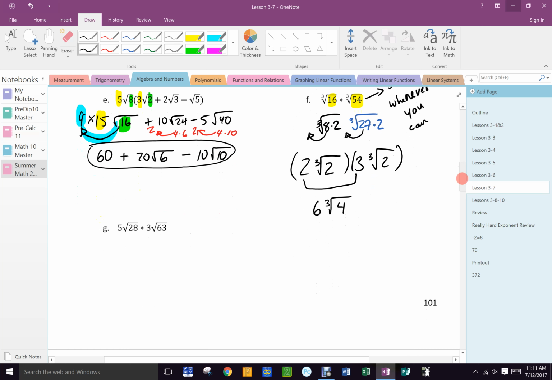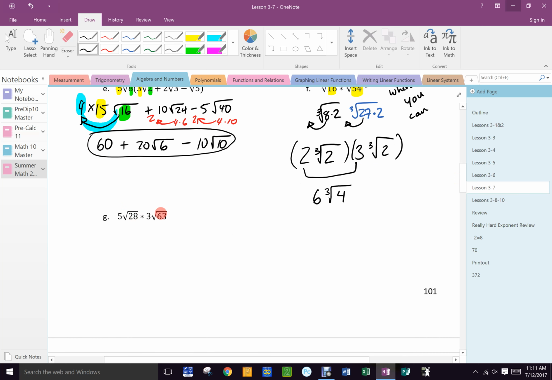So let's look at this next one. Do you want to do 28 times 63 and then simplify it? No, that's a lot of work. But simplifying it now isn't hard, is it? What is 28? You could factor it down. I'm going to write 4 times 7. Why? Because 4 times 7 is 28. Why did I choose 4? Because it has a square root. What's the square root of 4? So what comes out here? 2. There's already a 5 there, so it's 10 root 7. Yes? Great.